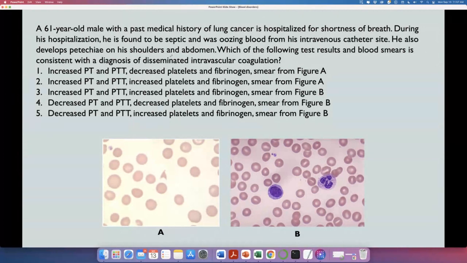Before reading the question, take a look at these two blood smears. This on the left looks very nice, right? That's like a normal blood smear. Many nice, beautiful, homogeneous red blood cells. You have there a neutrophil, you have there a lymphocyte, and some platelets. Well, that's a platelet or two.